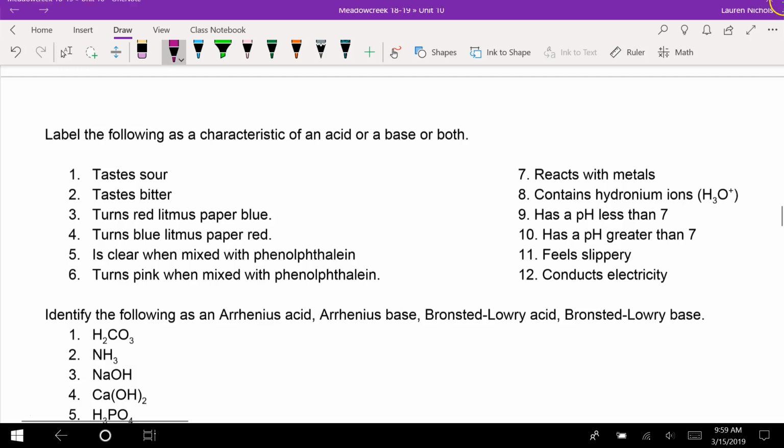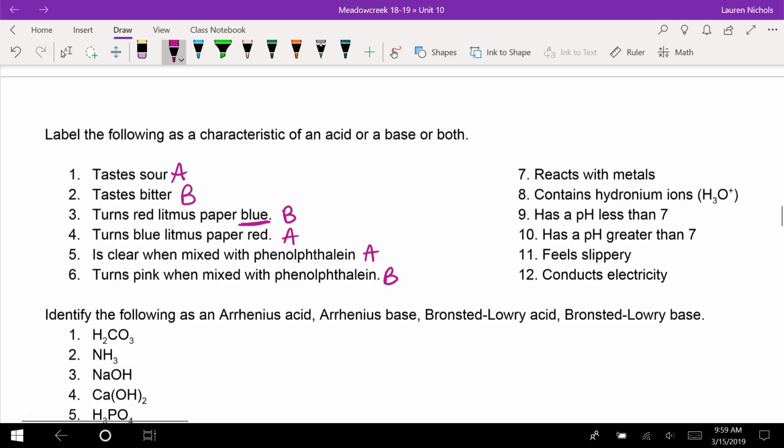So a compound that tastes sour has acids in it. But if it tastes bitter, it's a base. If it's going to turn red litmus paper blue, remember, blue for base. If it turns blue litmus paper red, then it is an acid. If it is clear when mixed with phenolphthalein, according to the notes we took in our last video, that is an acid. And if it turns pink when mixed with phenolphthalein, that is a base.